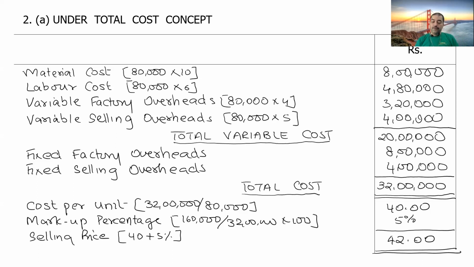Alternatively, what you can do is you can take 1,60,000 divided by 80,000, get the per unit 2 rupees. But they have not asked for the profit per unit. They have asked for markup percentage only. So they have asked for cost per unit, I have given them. They have asked for markup percentage, I have given them. They have asked for selling price, that also I have given. So these three things were asked. This is our total cost concept. Let us go for the second concept. Second concept is what? Production cost concept. Right. Under production cost concept.